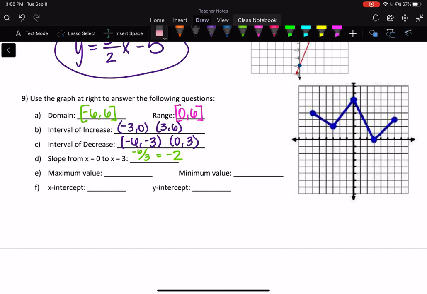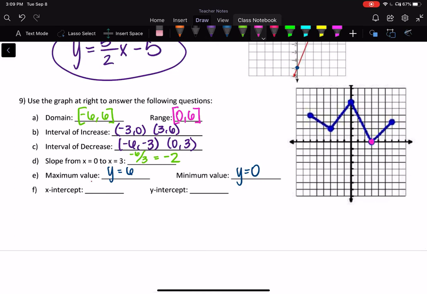Now we need to find our maximums and minimums. Remember that your maximum and minimum values are y values. So my maximum value here is 6, and my minimum value here is 0. Now I need to find x-intercepts. That's when my graph crosses the x-axis, and it crosses the x-axis at (3, 0). And y-intercept is where I cross the y-axis. It crosses the y-axis at (0, 6).